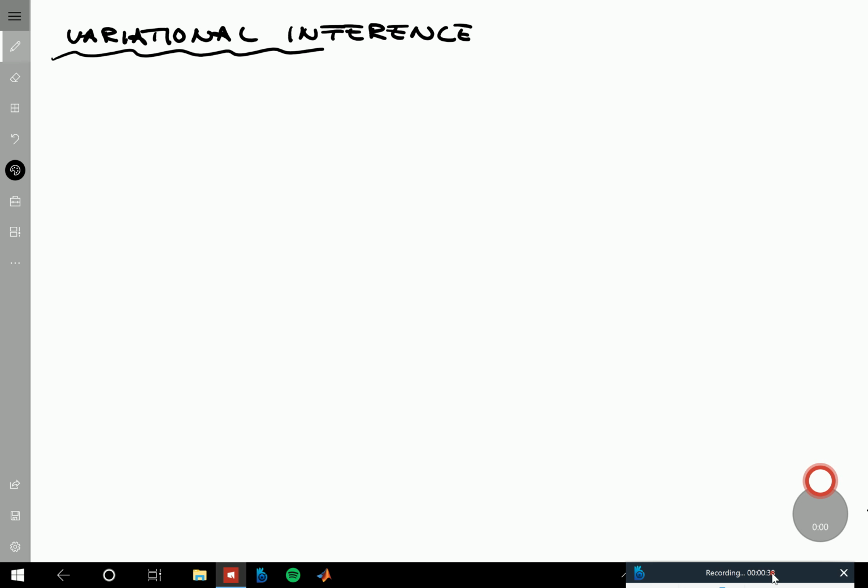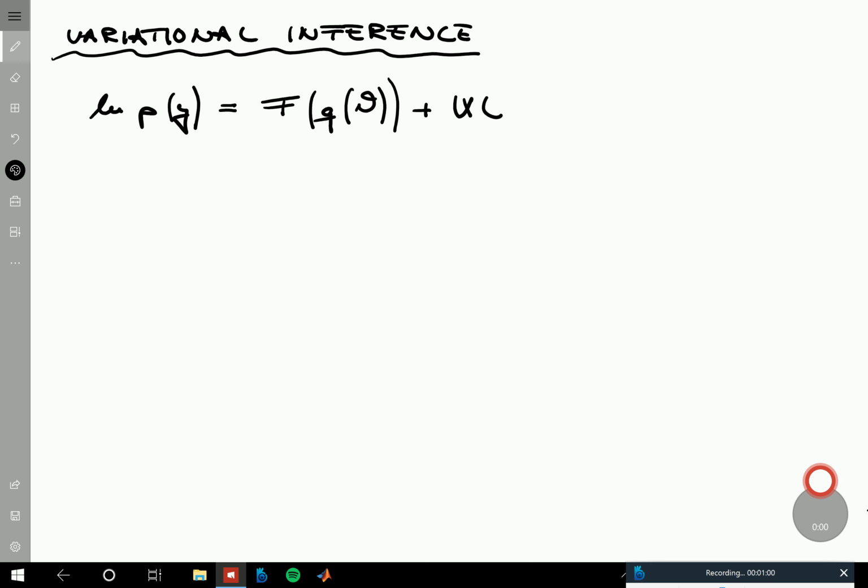So, we will continue with variational inference. And we have discussed thus far some basic foundations. And the basic foundations essentially came down to the decomposition of the marginal likelihood into a free energy term and a KL divergence term.